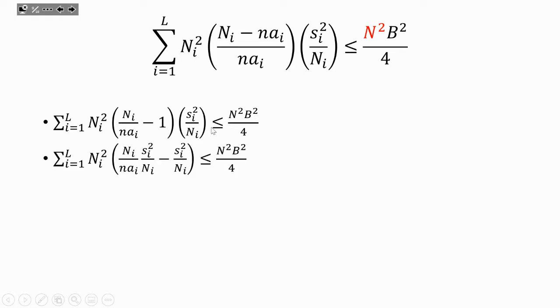All right. Next, we multiply our two factors together. So we have the sum of big N sub i squared times the quantity big N sub i times s sub i squared over little n times a sub i times big N sub i minus s sub i squared over big N sub i. All right. The big N's cancel. And we're multiplying this n sub i squared into the parentheses. So that gets the n sub i out of the denominator in the second term.